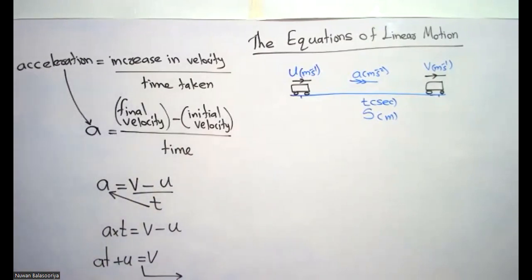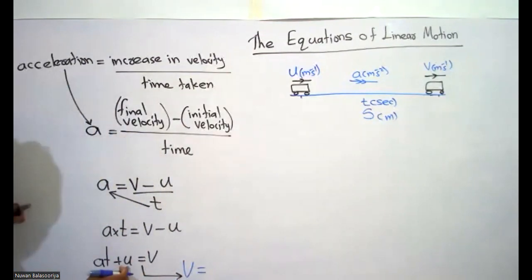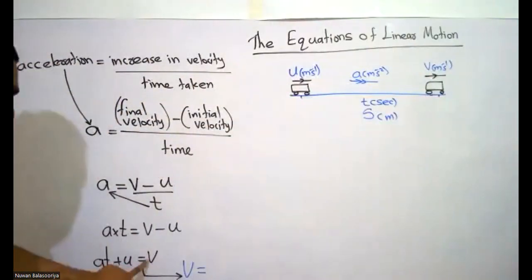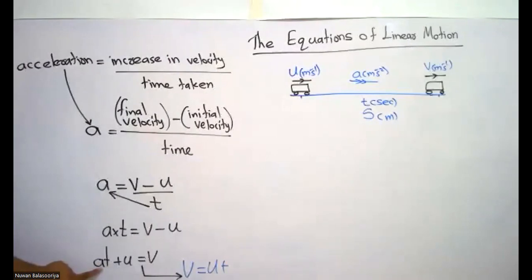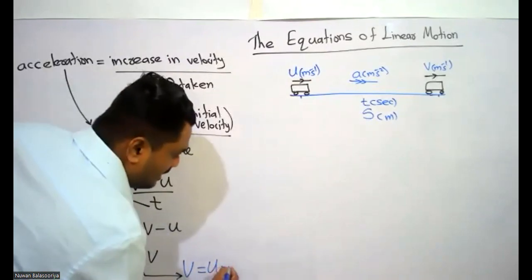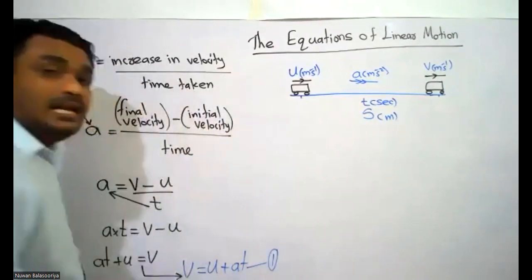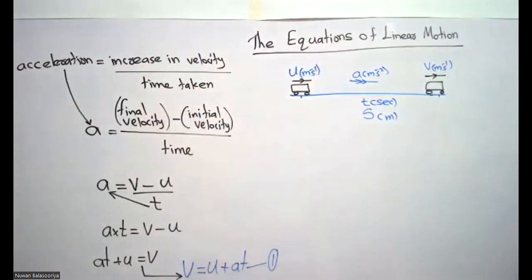What is the form of the equation, dear? You have to talk to me, right? v equals, what is the first letter? Initial velocity, u, very good. v equals u plus, after that? at, acceleration into time. Very good. v equals u plus at. This is your first linear motion equation. v equals u plus at. Complete it, dear. Write them all.